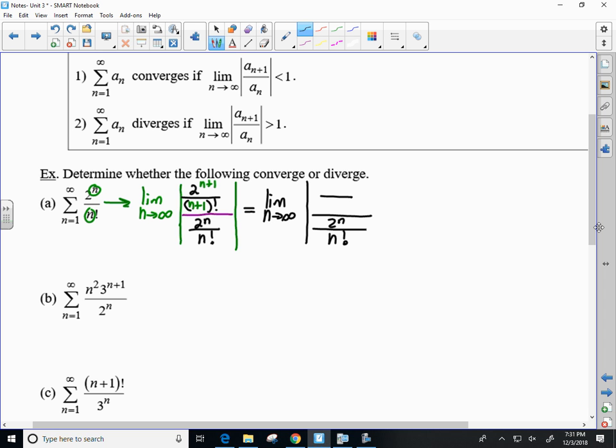The bottom part is not the challenging part, it's the top part. Now, 2 to the n plus 1, that's the result of adding exponents. So let's undo that. Make it 2 to the nth times 2 to the first.